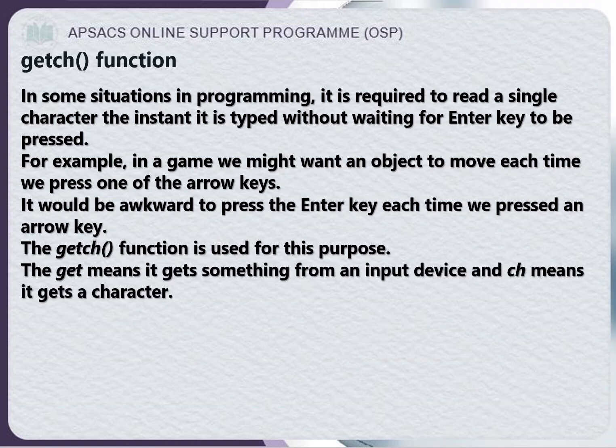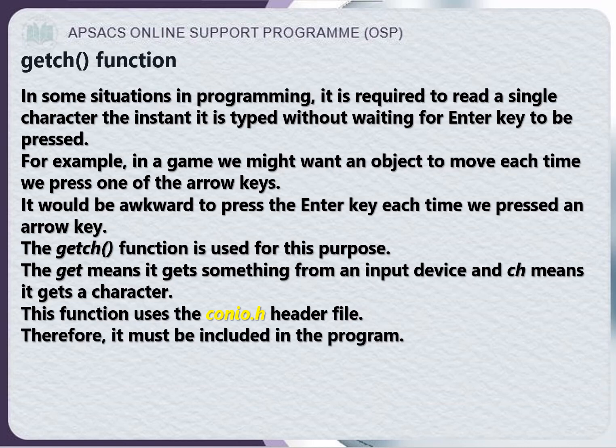The get means it gets something from an input device, and ch means it gets a character. This function uses the conio header file, console input output. Therefore, it must be included in the program. This is the syntax for using getch. We have declared a variable ch1 of character type, and this is the syntax to get input using getch.